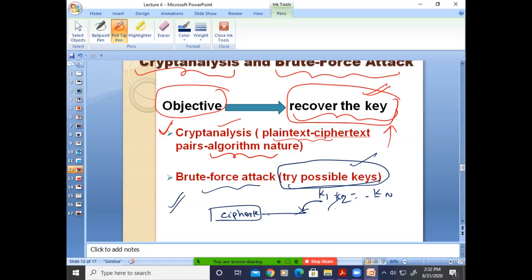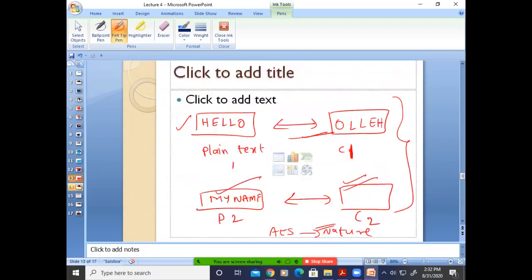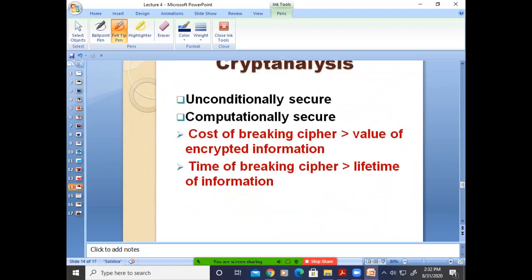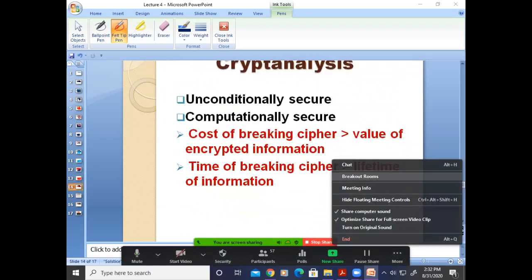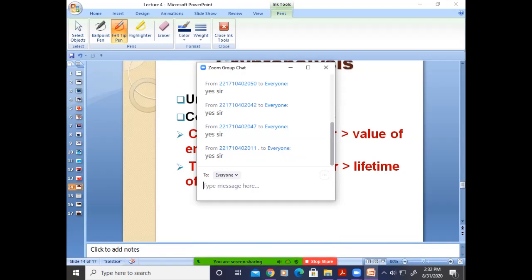Is this clear? These two? A cryptanalysis attack means that by using the nature of the algorithm and pairs of plain text and ciphertext, he is able to recover the key. Another type of attack is where he will try all the possible keys, and whenever one is matched, he can decrypt the information. Clear, all of you? Yes, sir.